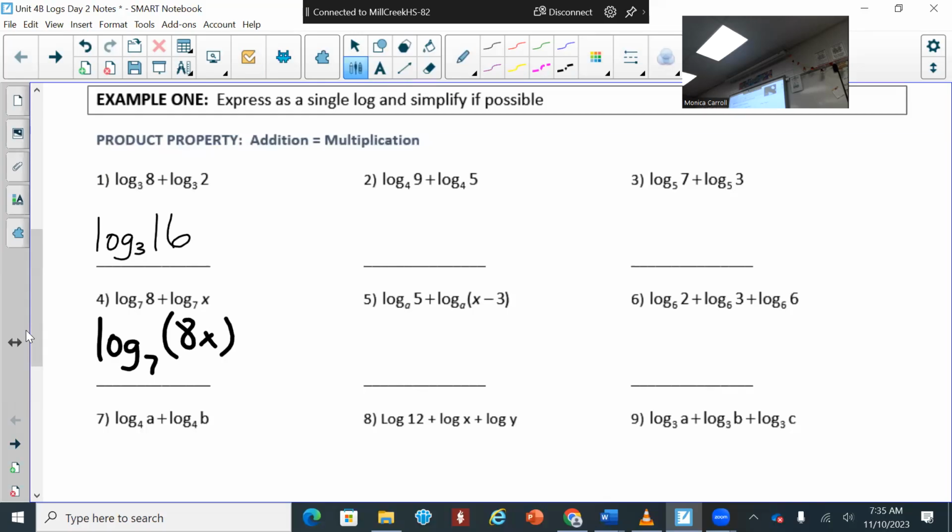Okay, what about this one? What do you get when you multiply 5 times x minus 3? Yeah, so we're going to write the log base 8 first. And in parentheses, we get 5x minus 15. We just multiplied the 5 times the x and the negative 3. That's distribution.